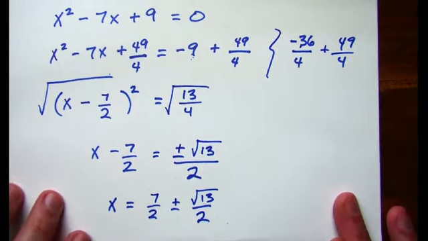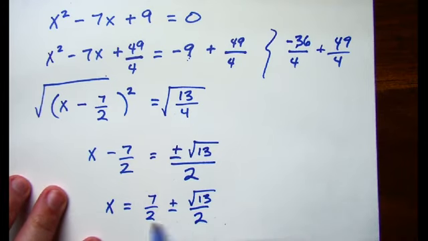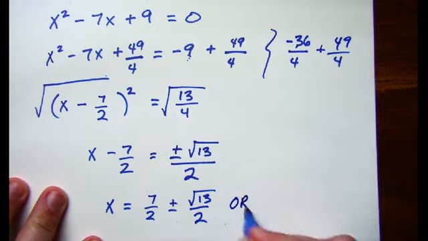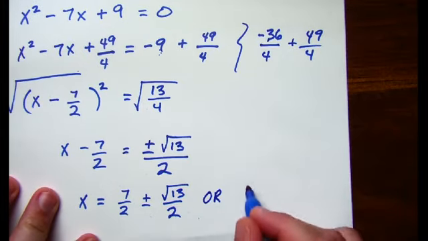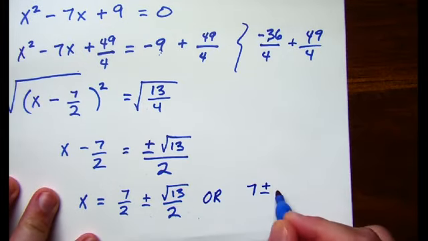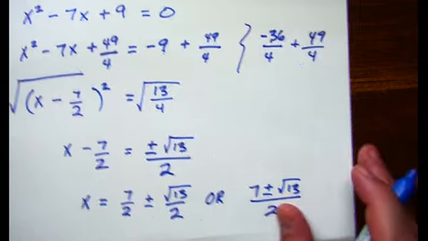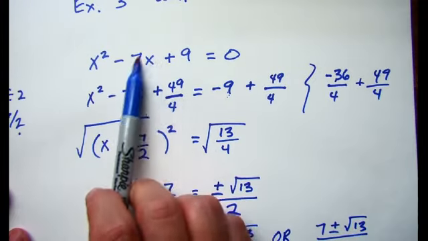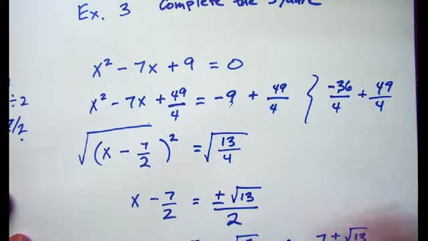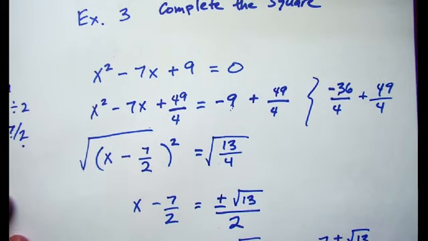Now a lot of times you may see this written with a common denominator. Since both of these are 2's, we could write it this way. We could say 7 plus or minus the square root of 13 all over 2 there. Okay, so there's an example with an odd linear term. The next example here, we're going to look at what happens when we have a leading coefficient.